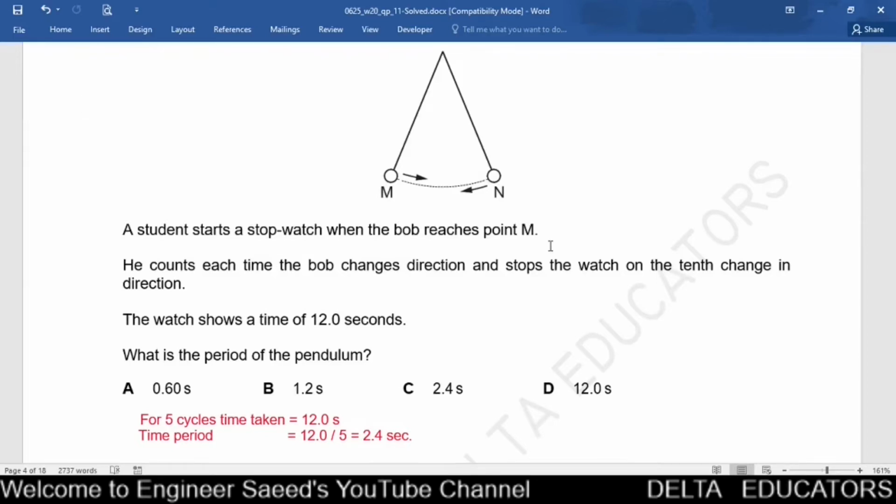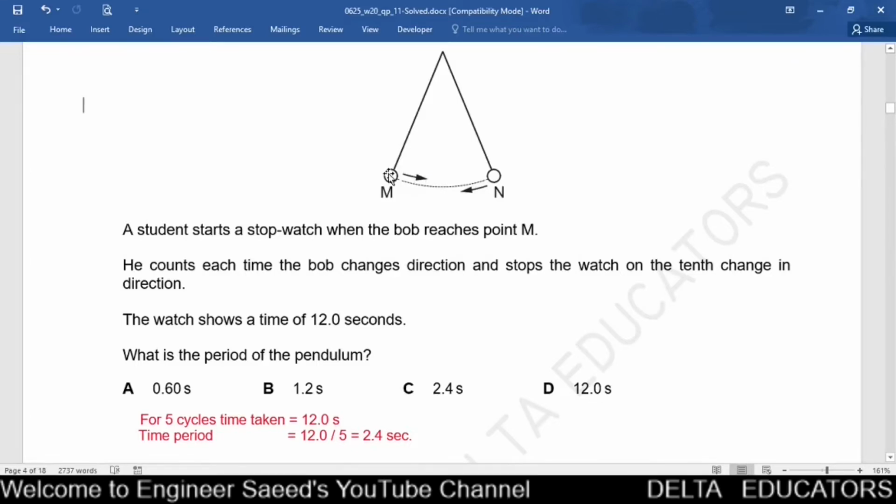Time period or period of pendulum means time taken to complete one cycle. Now here the bob starts from M. It moves towards N. And when it reaches point N, it rebounds and then it comes back again at point M. And it is called one complete cycle. And in this one complete cycle, it changes its direction two times.